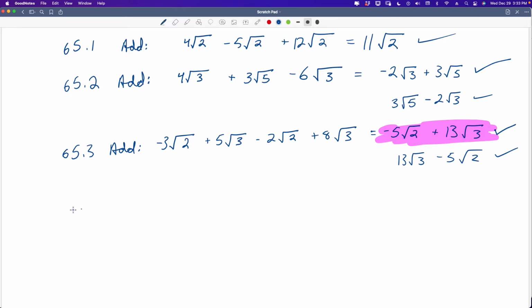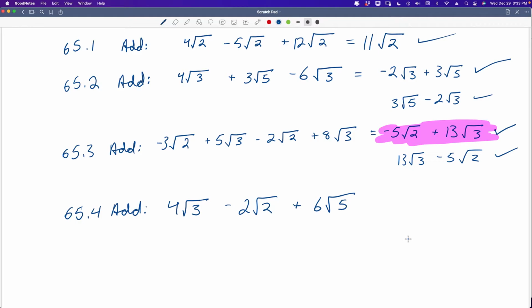So let's do the last one, 65.4. Write these down as I write. 4 times the square root of 3 minus 2 times the square root of 2 plus 6 times the square root of 5.